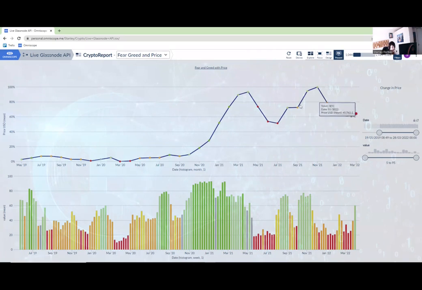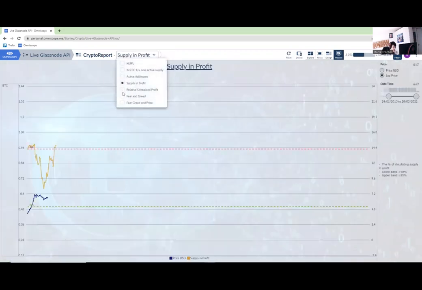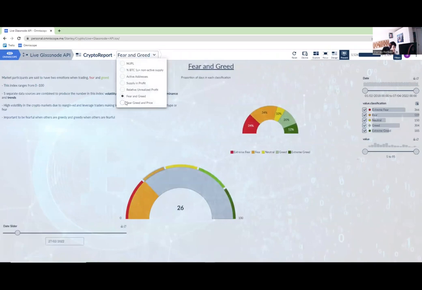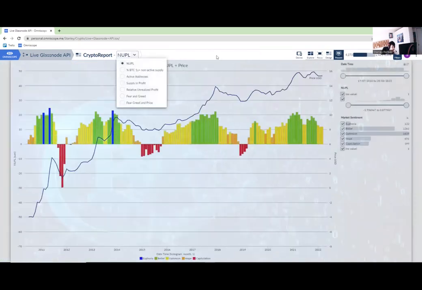So that concludes the analysis of the on-chain metrics, from NUPL to supply in profit, active addresses, and fear and greed with price. I hope that it was useful for trying to predict the macro tops and bottoms in your trading.